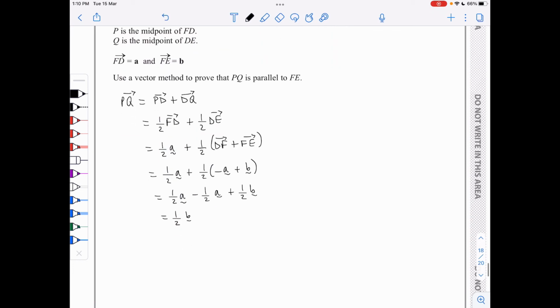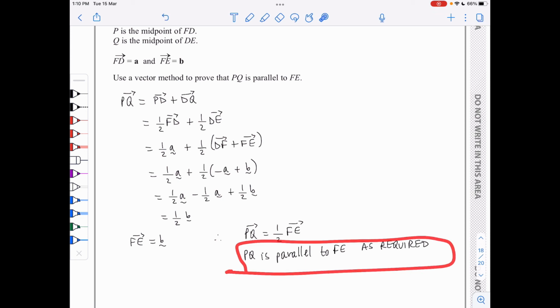Now we know that FE is B, and therefore PQ is simply a half of FE. And since PQ is a multiple of FE, this leads to the conclusion that PQ is parallel to FE, as required. Now it is crucial for you to make an explicit comparison between FE and PQ, show that one is a multiple of the other, and also write a conclusion in order to get the full marks for this question.